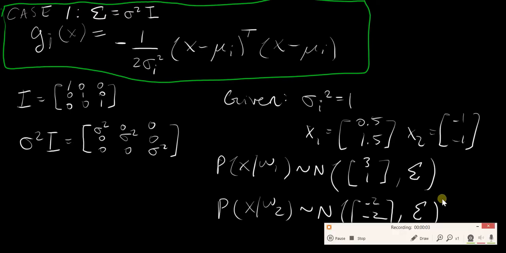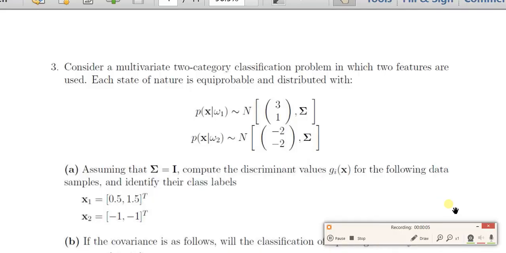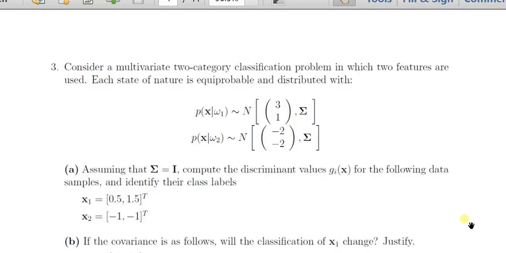So this is the second of the tutorial questions, where we have to work with discriminant functions, and we have to be able to differentiate between two cases. The cases being the contents of the covariance matrix. Okay, so it says consider a multivariate two-category classification problem in which two features are used.